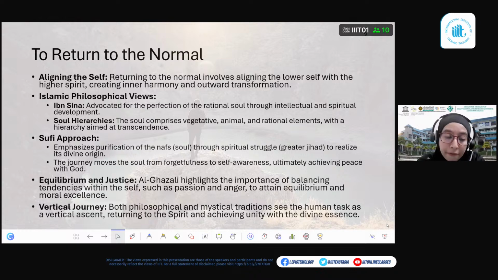This is not a one-time effort, but a continuous process of realigning ourselves with our fitrah and striving for perfection in our relationship with God. So in essence, returning to the normal in Islam is about restoring the soul's balance, nurturing spiritual awareness, and reconnecting with our divine essence. This is a holistic journey of transformation that goes beyond fixing what is broken in our mental health issues, to becoming what we were always meant to be. In this case, human.